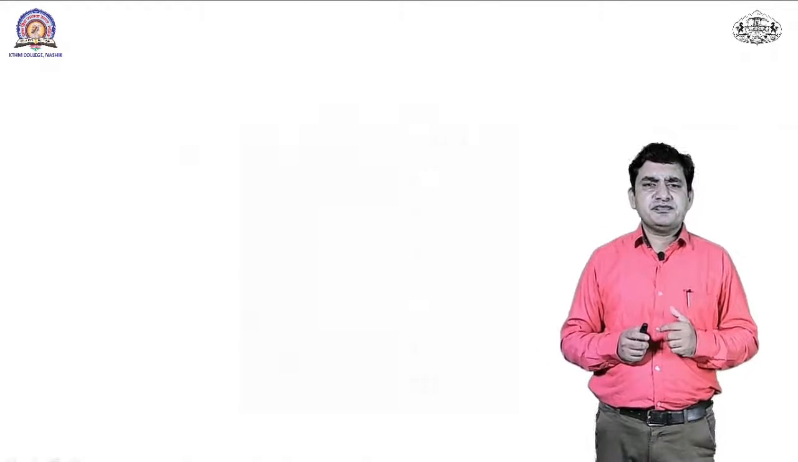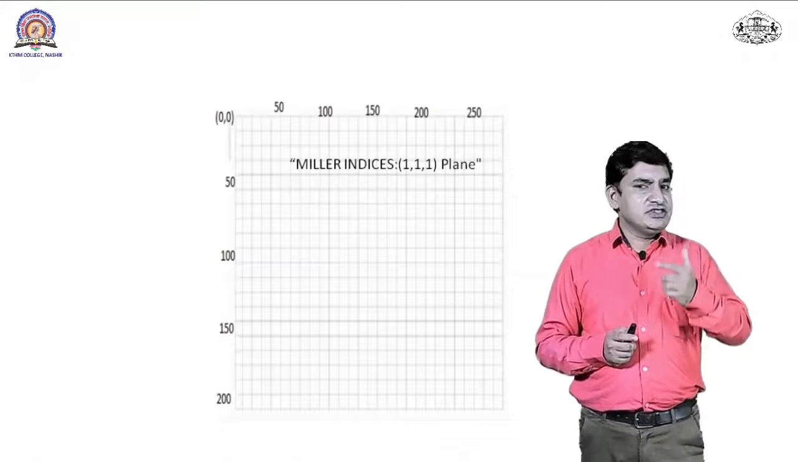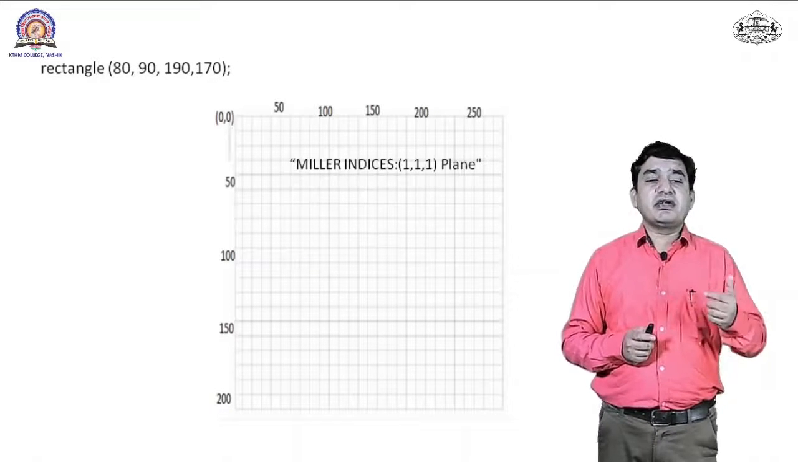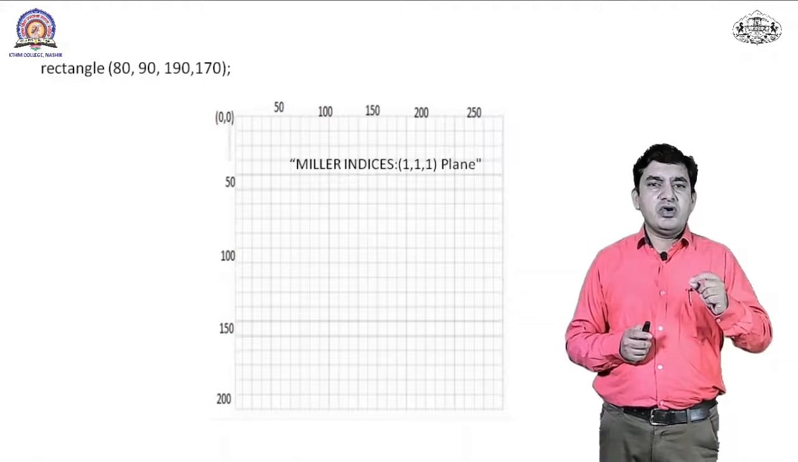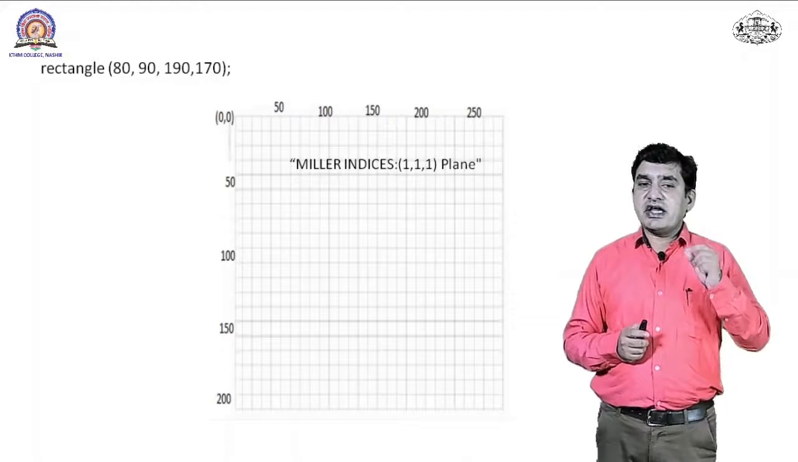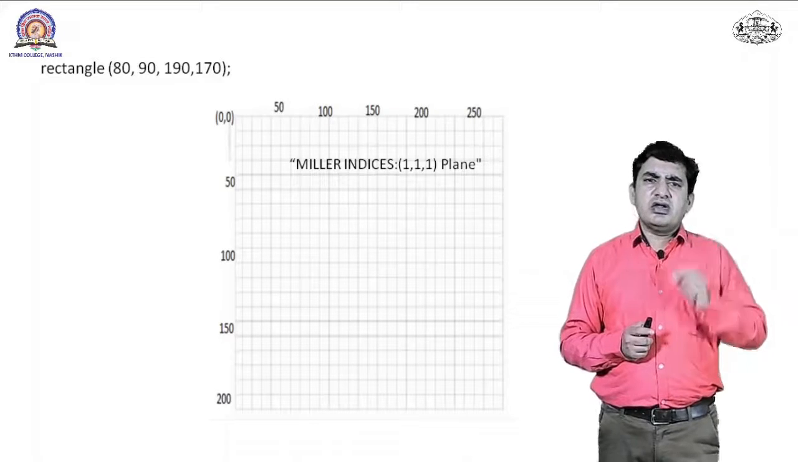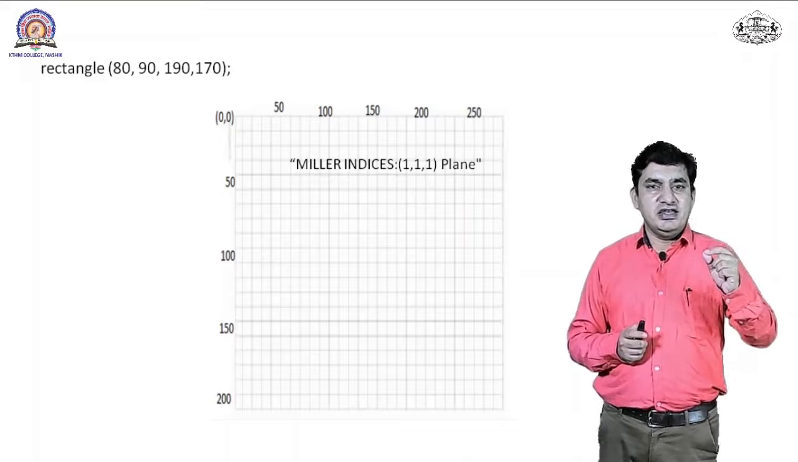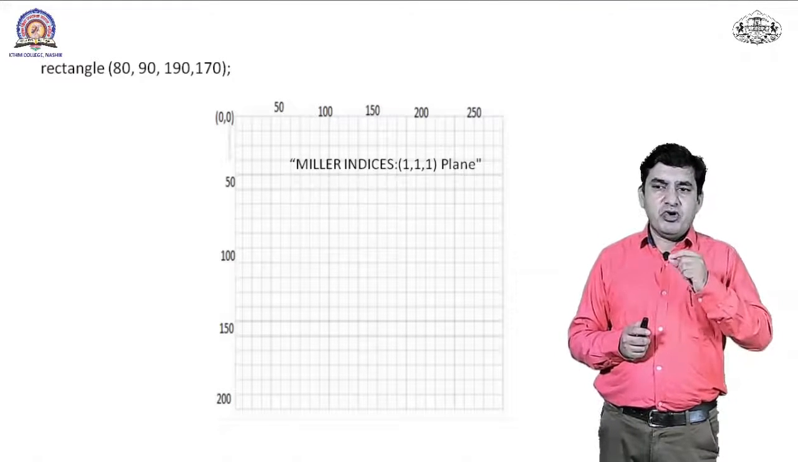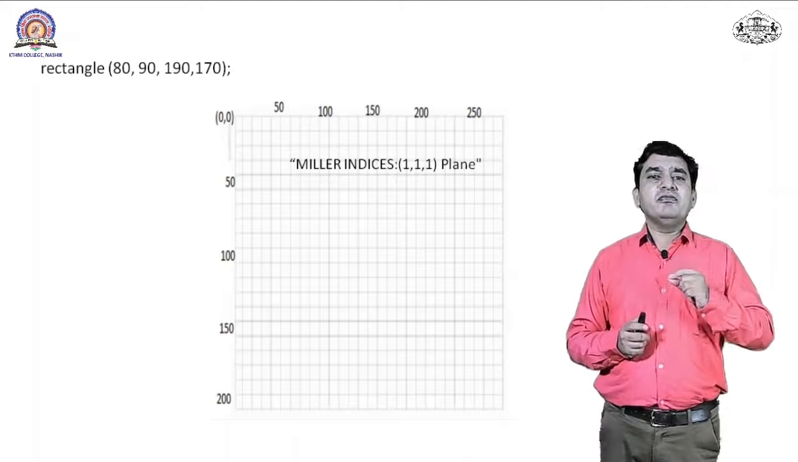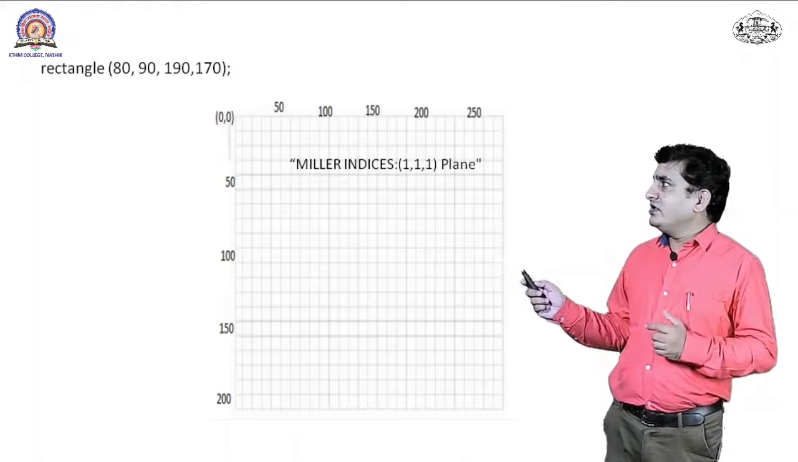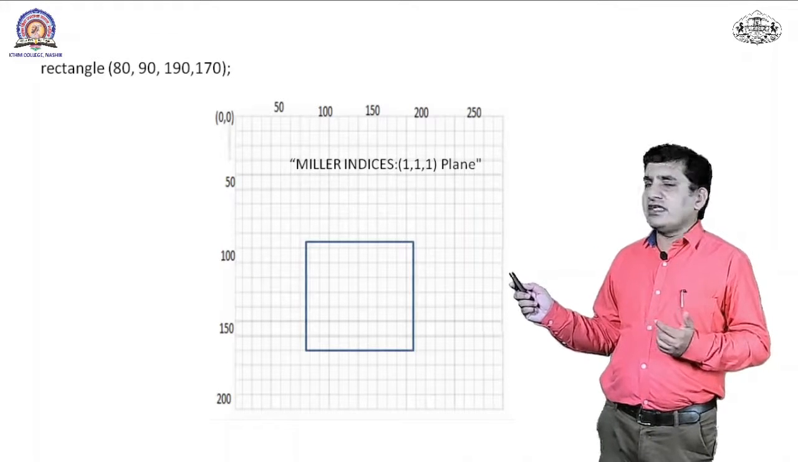Now this is displayed, Miller indices. Now rectangle, we have to draw a rectangle, and this rectangle has the left top corner at coordinate 80, 90 and the bottom right coordinate 190, 170, and the rectangle is like this.